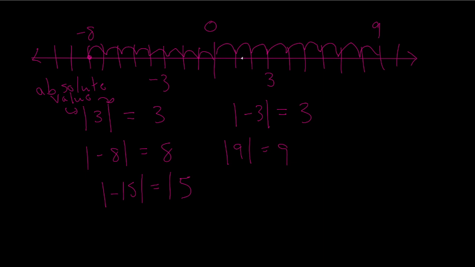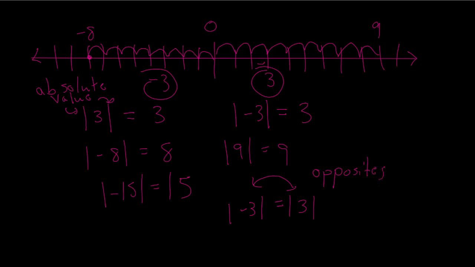Now, when I have two numbers like 3 and -3 that have the same absolute value, so the absolute value of -3 is equal to the absolute value of 3, we call these numbers opposites, because they're on opposite sides of 0.